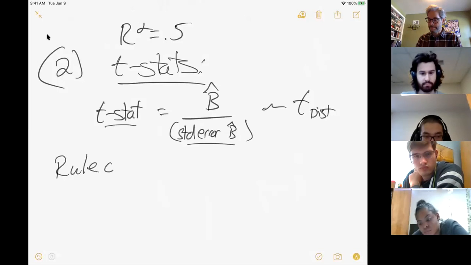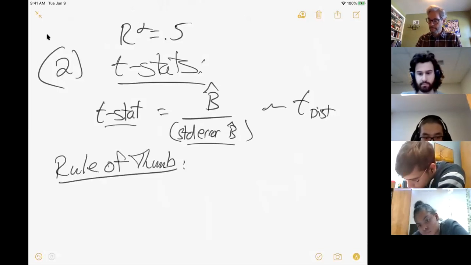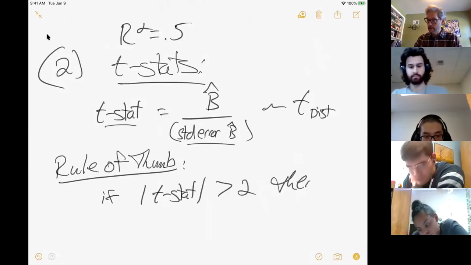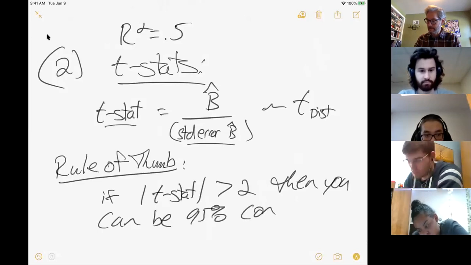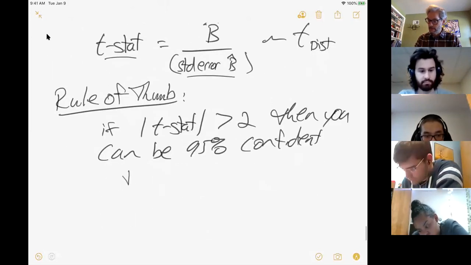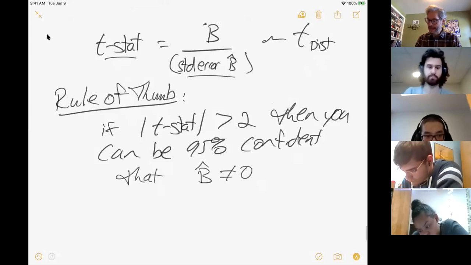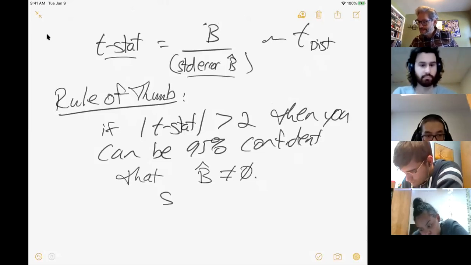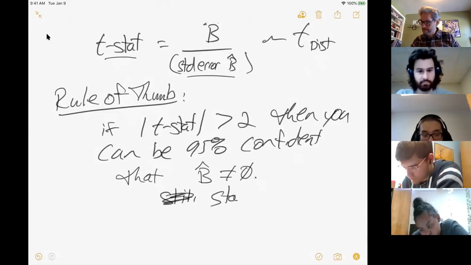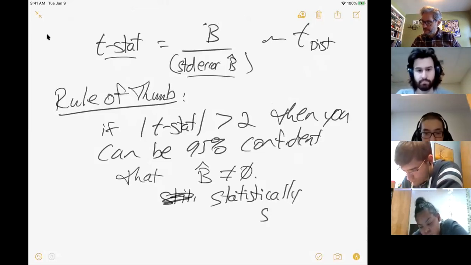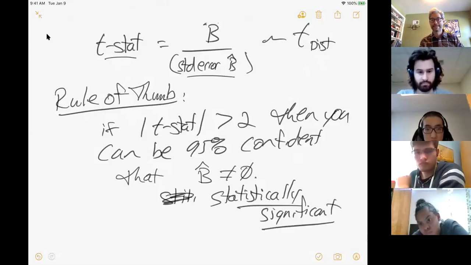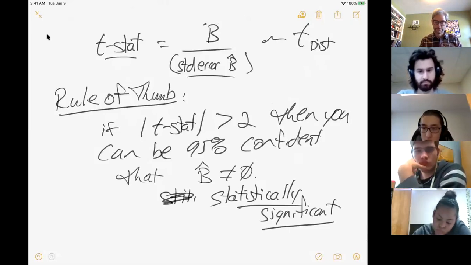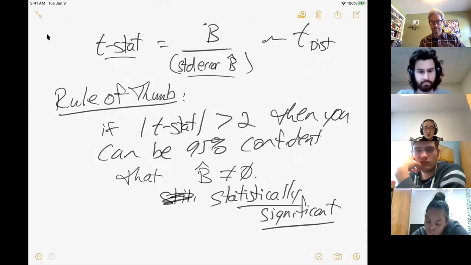Remember the rule of thumb. If the absolute value of your t-stat is greater than 2, then you can be 95% confident that beta hat is not equal to 0. In other words, that it's statistically significant. You can be 95% confident that it's statistically significant, that it is not equal to 0.